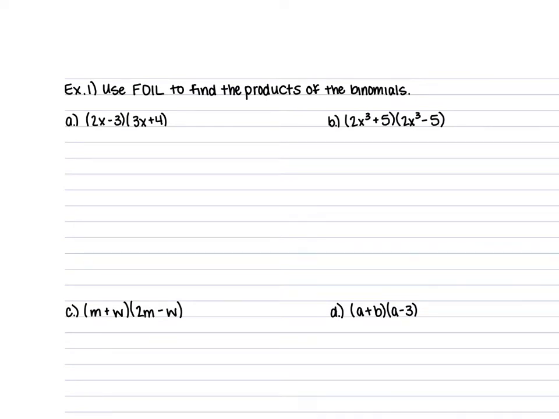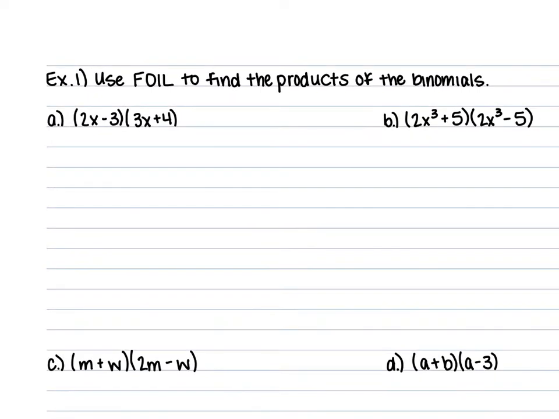With example A, we're given 2x minus 3 times 3x plus 4. So we're going to take the 2x and multiply it into the second set of parentheses. We'll do the 2x times 3x first. That gives us 6x squared. Then the 2x times 4 gives us 8x.